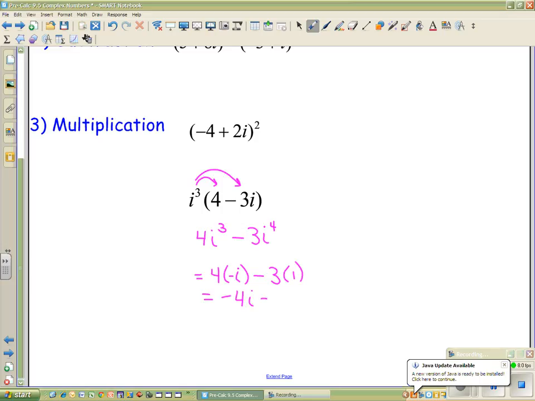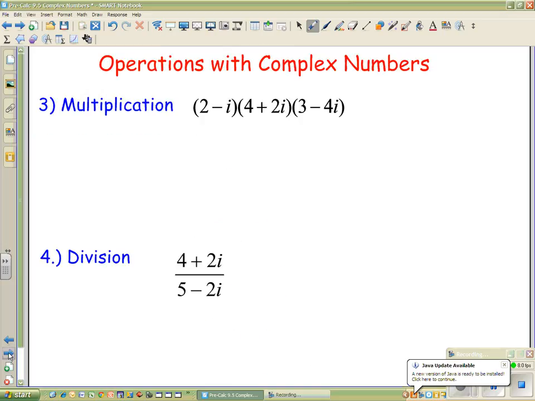I get negative 4i minus 3 but I should write it in the nice rectangular format. Lead off with my real number, followed by the imaginary. And there's our answer. Finally, a multiplication with three different terms.